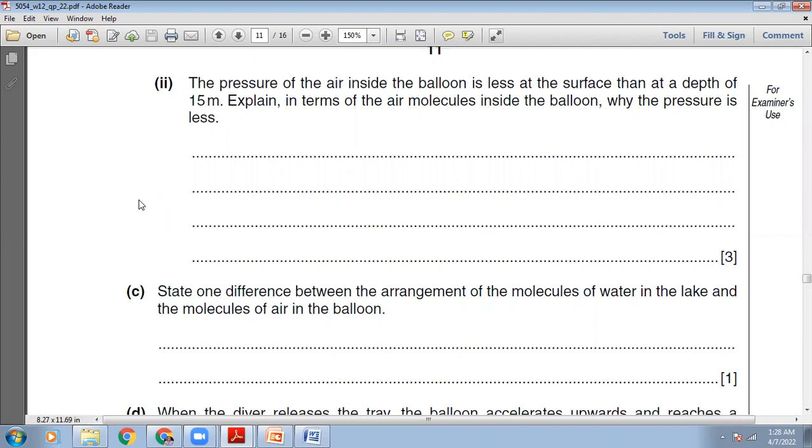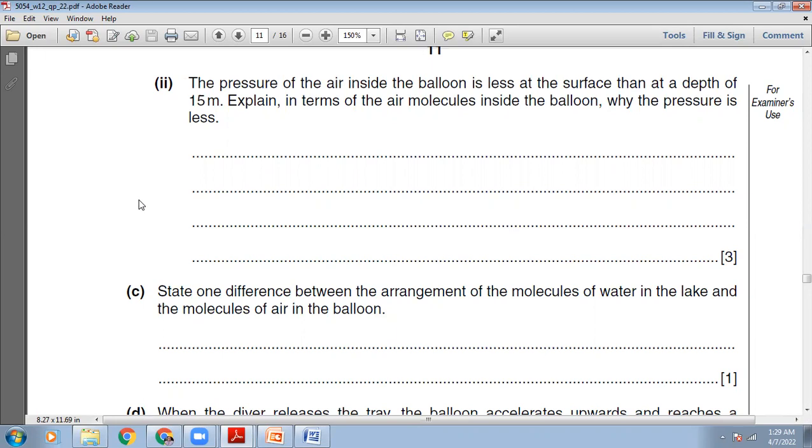So the volume of the air is also small. But when the balloon comes to the surface of the lake, the volume of the balloon becomes larger, and obviously the air inside the balloon, its volume also increases. So when that volume increases, you see what happens. The number of molecules per unit volume decreases because the volume has increased. The mass of the air has not increased. The number of molecules has not increased, but the number of molecules per unit volume has decreased.